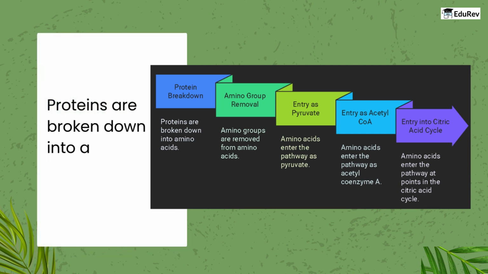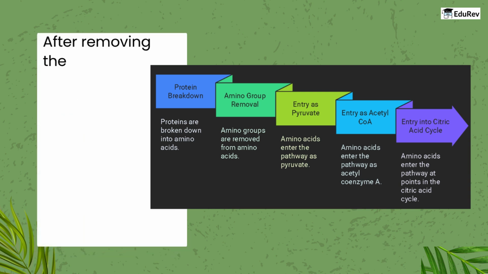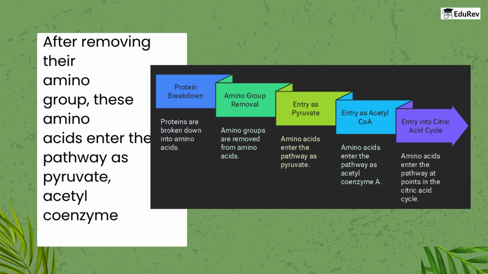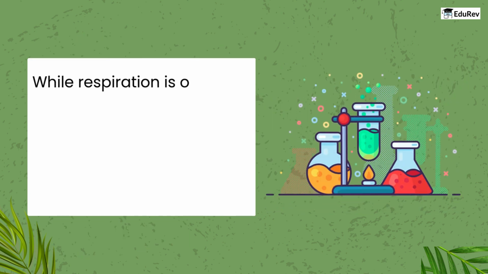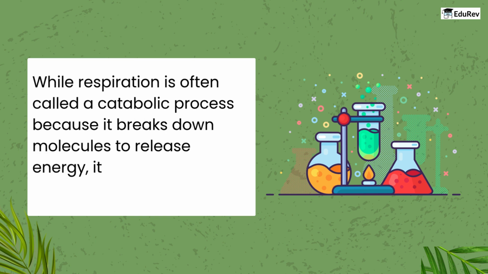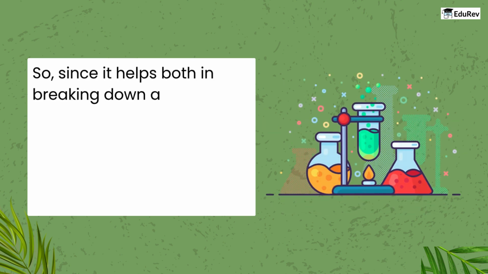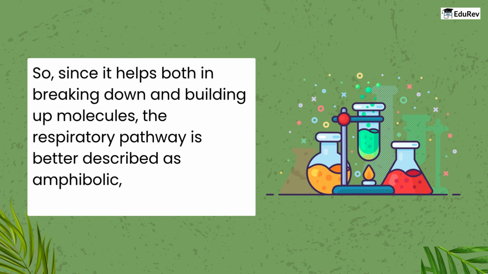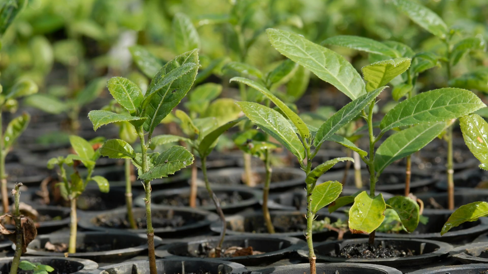Proteins are broken down into amino acids. After removing their amino group, these amino acids enter the pathway as pyruvate, acetyl coenzyme A, or at points in the citric acid cycle. While respiration is often called a catabolic process because it breaks down molecules to release energy, it also plays a role in synthesis. Since it helps both in breaking down and building up molecules, the respiratory pathway is better described as amphibolic, not just catabolic. We've seen how different molecules like fats and proteins can enter the respiratory pathway at various points.